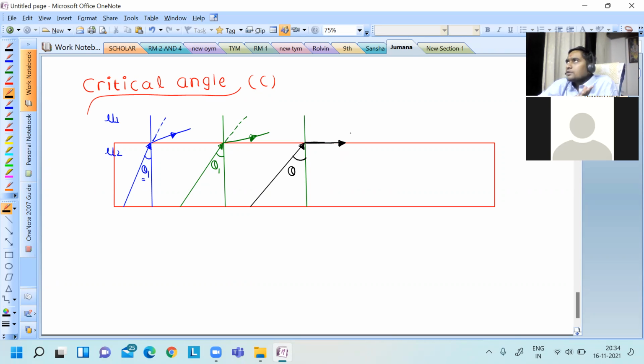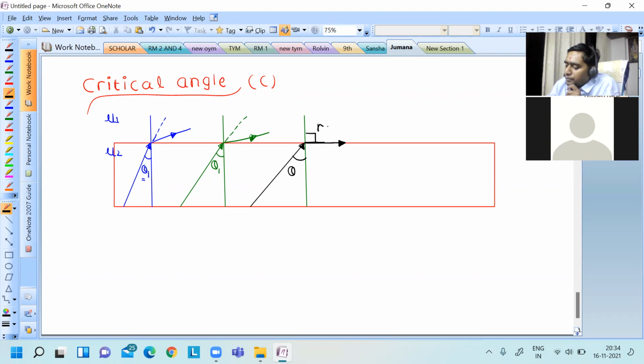Of course, you know about the mirage effect? No? Looming effect? Not a single one? Okay, I will show you the pictures also. Now this is our angle of refraction.